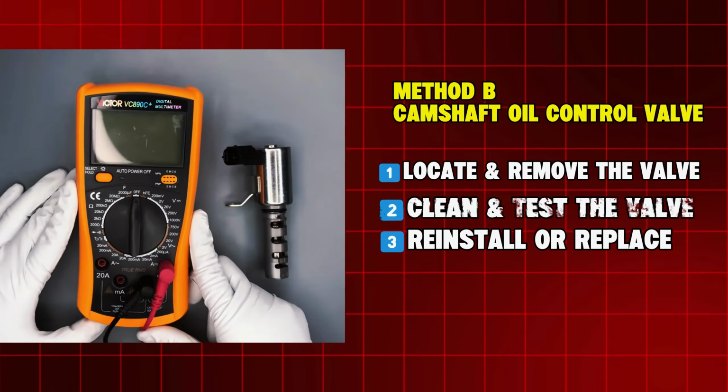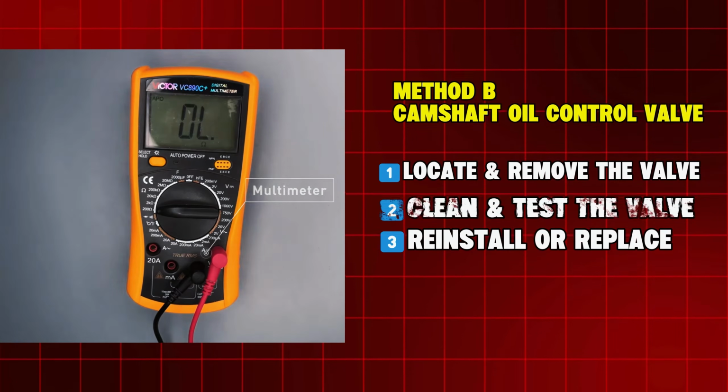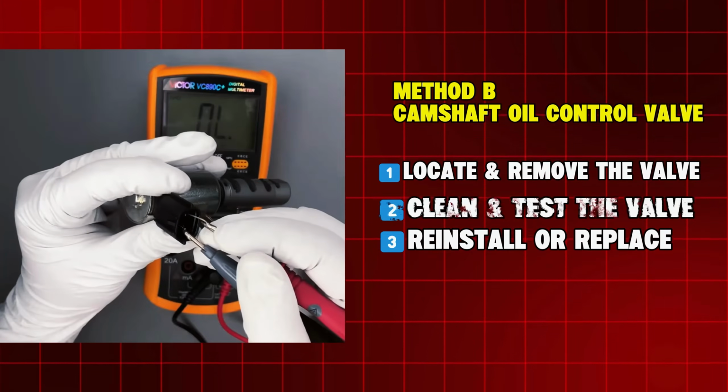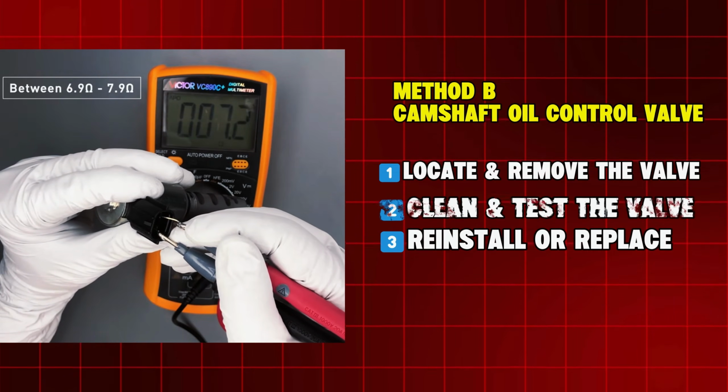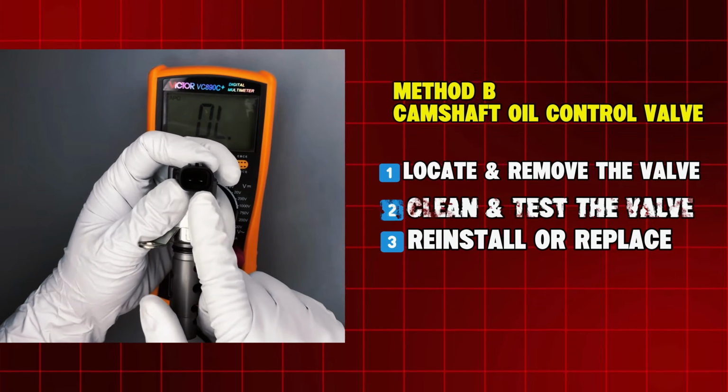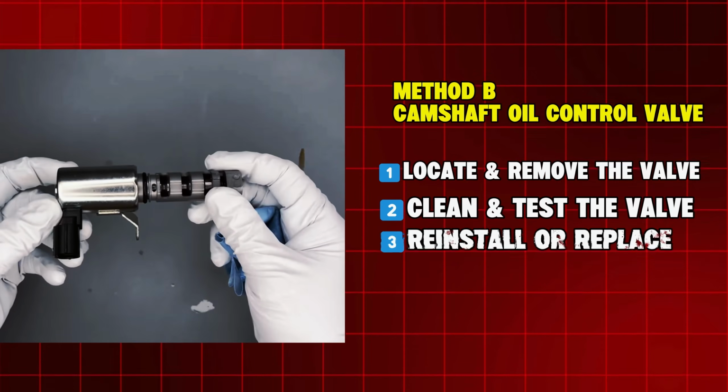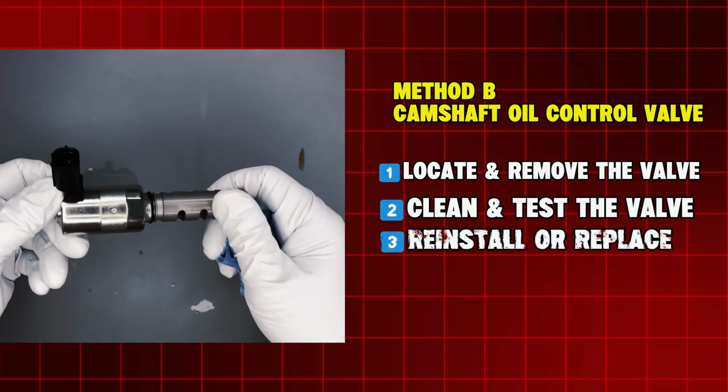Test resistance with a multimeter. At 68 degrees Fahrenheit, 20 degrees Celsius, resistance should be 6.9 to 7.9 ohms. No reading? Replace the valve. Reattach the clean valve, or install a new one if faulty.